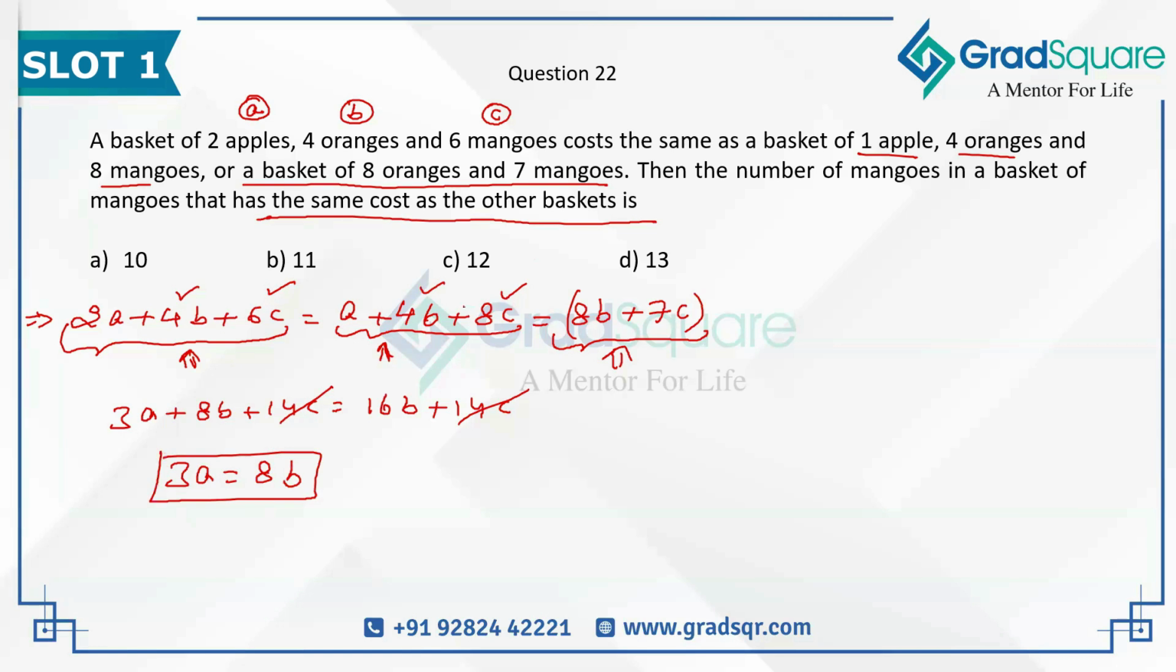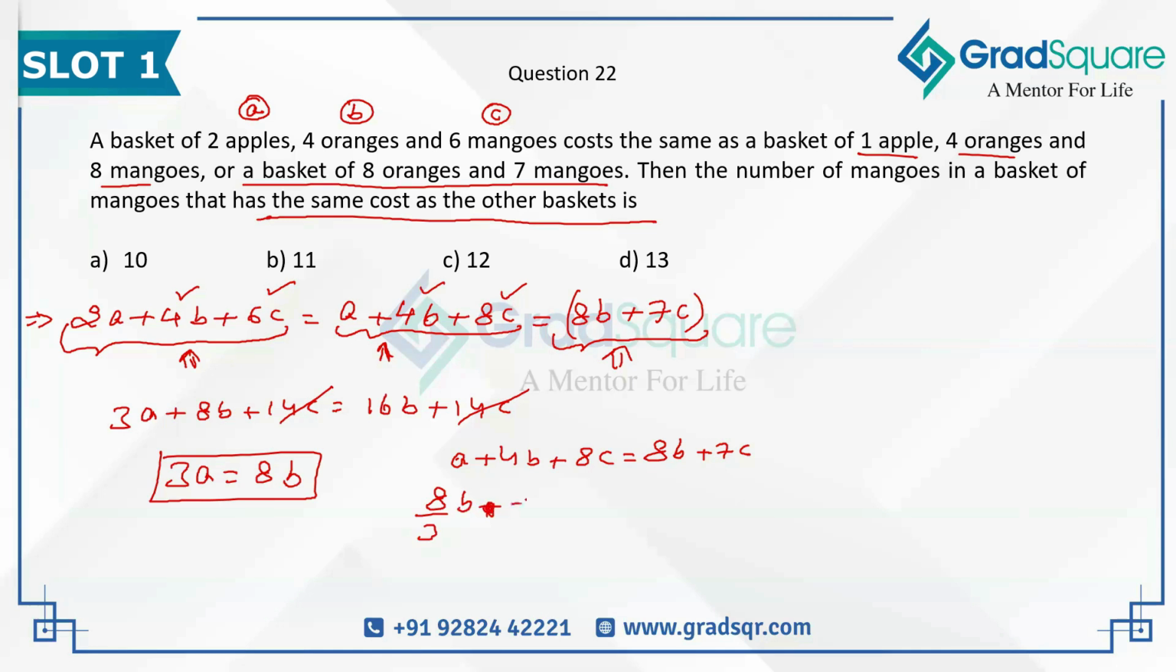Now, take any one of the equations and equate with the last one and replace the value of A in terms of B over there. So then you will get B in terms of C. So let's try and do this. Let me look at the second part, which is A plus 4B plus 8C, and let me equate this with 8B plus 7C. Let me replace the value of A as 8 by 3B. If A is 8 by 3B, then you have a 4B and an 8B over here.